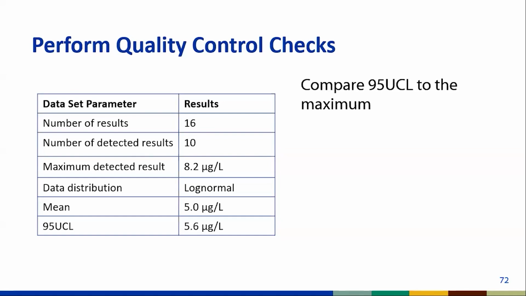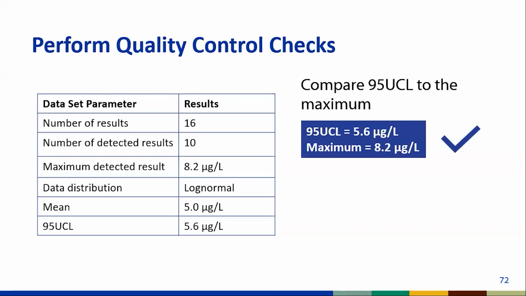The health assessor first compares the 95 UCL to the maximum detected concentration. The 95 UCL of 5.6 micrograms per liter is less than the maximum detected concentration of 8.2 micrograms per liter, and no further review is needed. So far, the 95 UCL is appropriate to use.